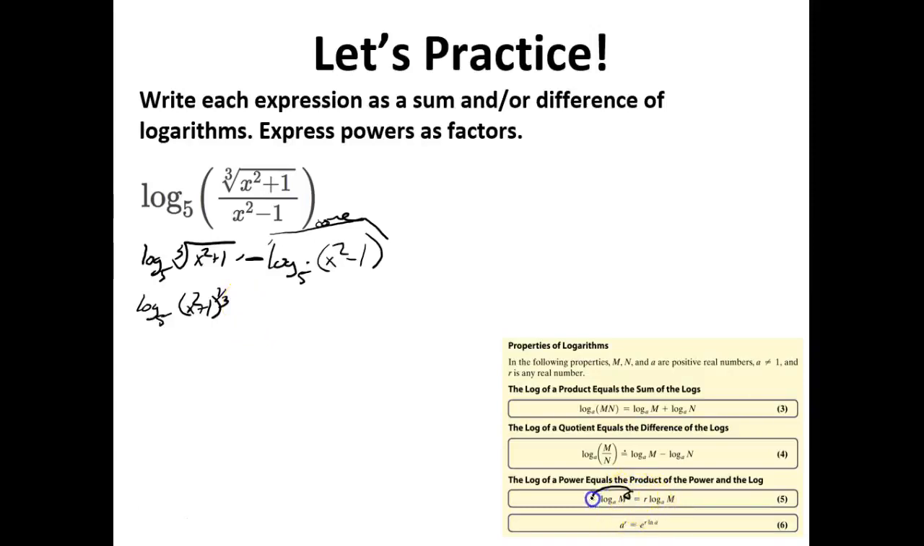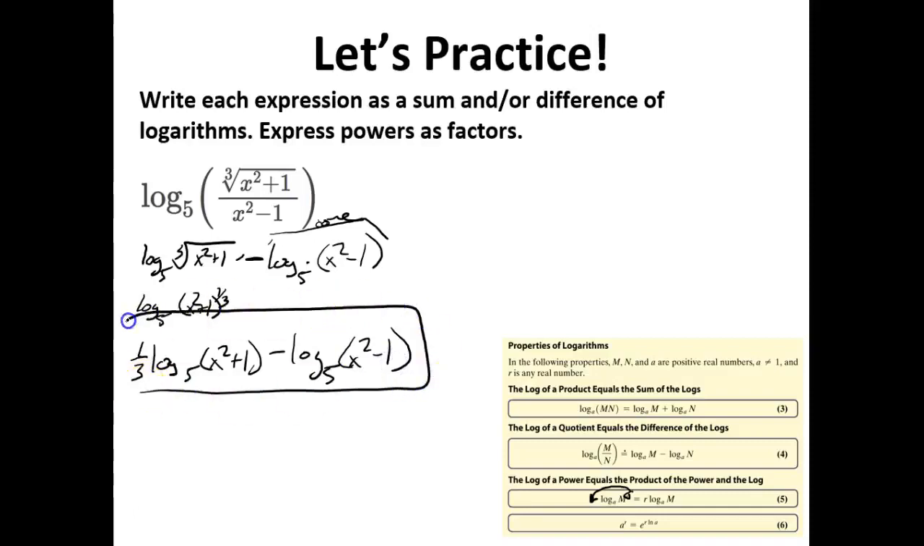That power goes out front. So the 1/3 is going to go out front. 1/3 log base 5 of x squared plus 1, and then the other stuff, the minus log base 5 of x squared minus 1. And that would be that one expanded using some of those properties.